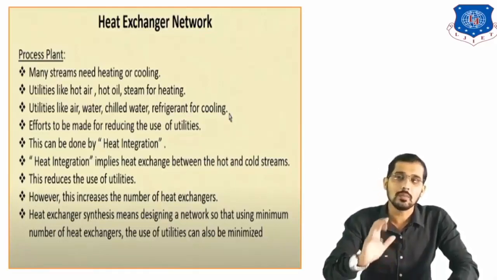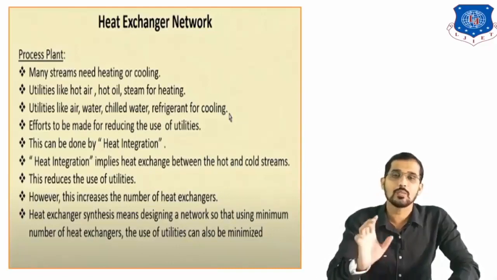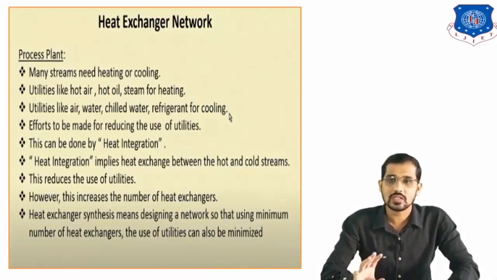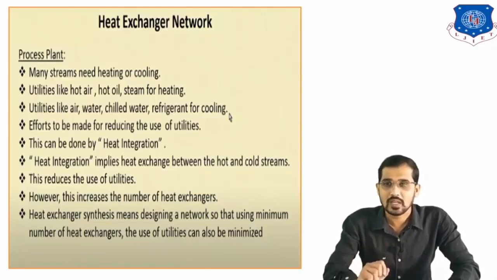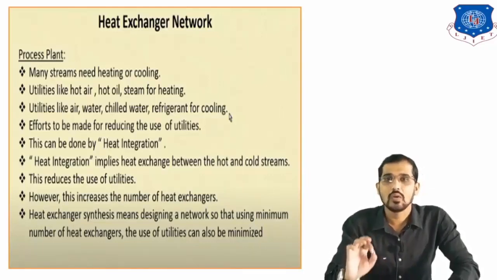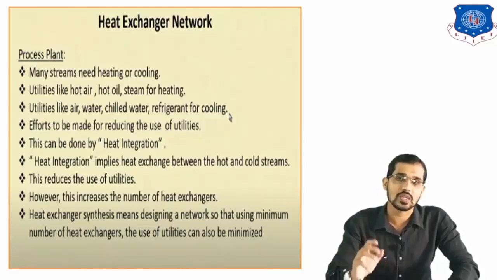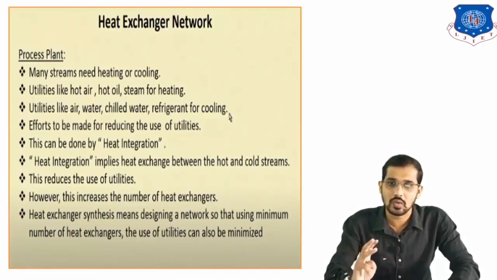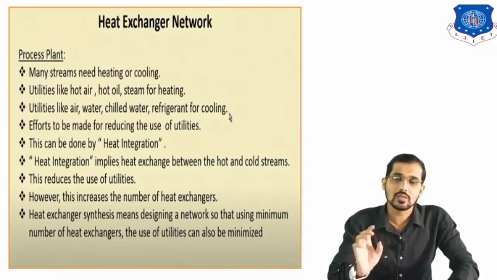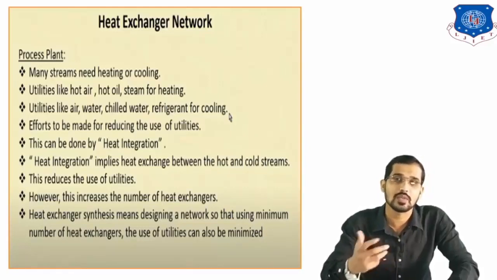So how to implement this heat exchanger network, you can see on the screen. I am considering here a process plant. The first point is many streams need heating or cooling, that is external heating or external cooling. After that, utilities like hot air, hot oil, steam for heating. So for heating purposes we can use external utilities, that is hot air, second hot oil and steam. These are hot utilities which are used in chemical industries for heating purposes.